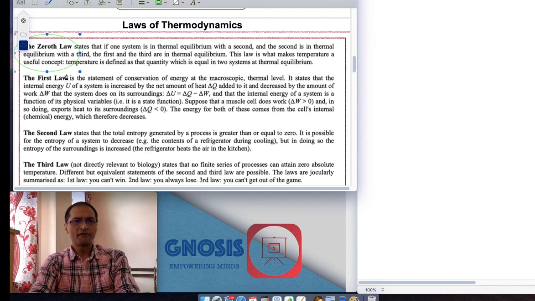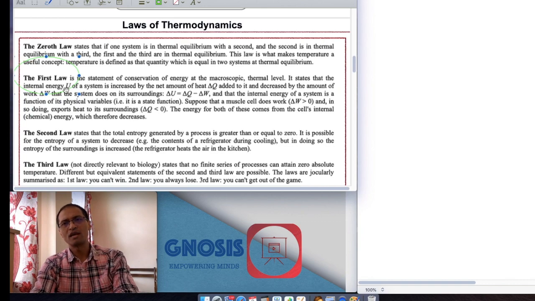Then we have the first law of thermodynamics, and this first law is what really explains the law of conservation of energy, where energy can neither be created nor destroyed, but can only be transformed from one form to another. And we see a lot of application of the first law of thermodynamics in biological systems. And what we will do is try to understand how the first law of thermodynamics is applicable to biological systems.